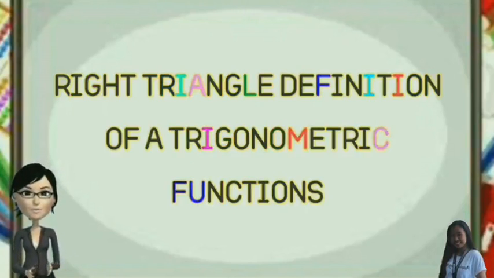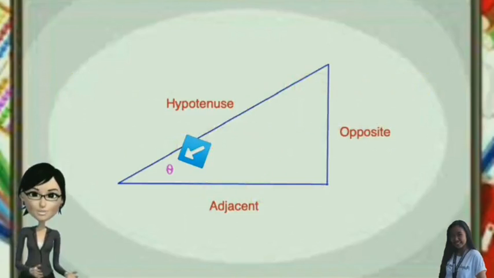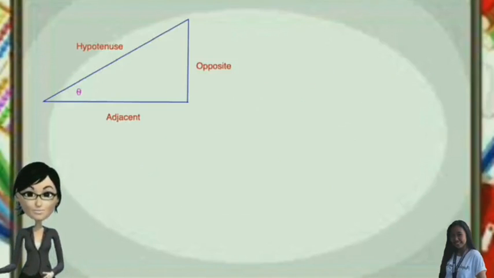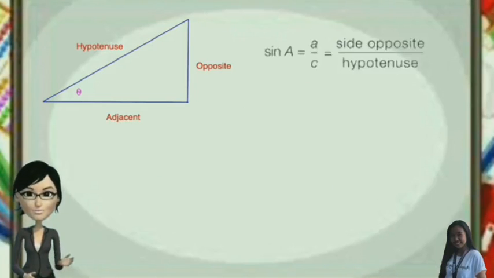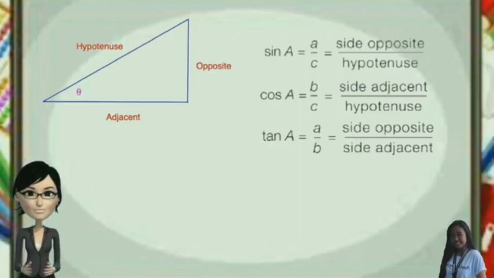Right triangle definitions of trigonometric functions. Let theta be an acute angle in a right triangle. The six trigonometric functions are defined as follows. Sine theta is equal to opposite over hypotenuse. Cosine theta is equal to adjacent over hypotenuse. And tangent theta is equal to opposite over adjacent.